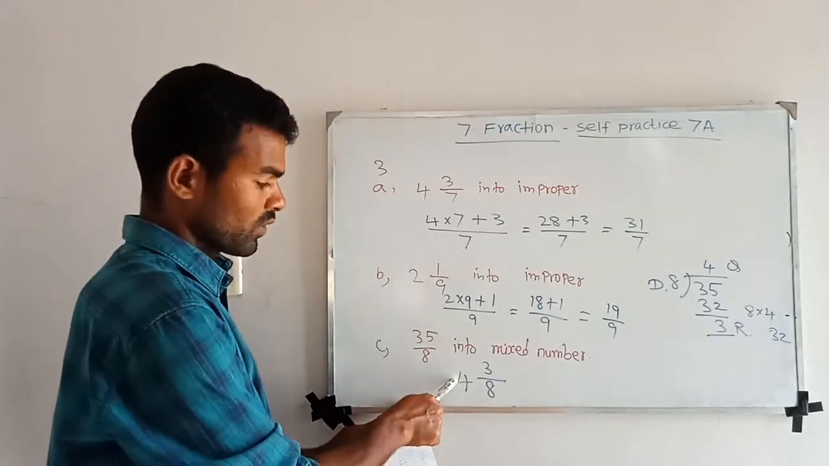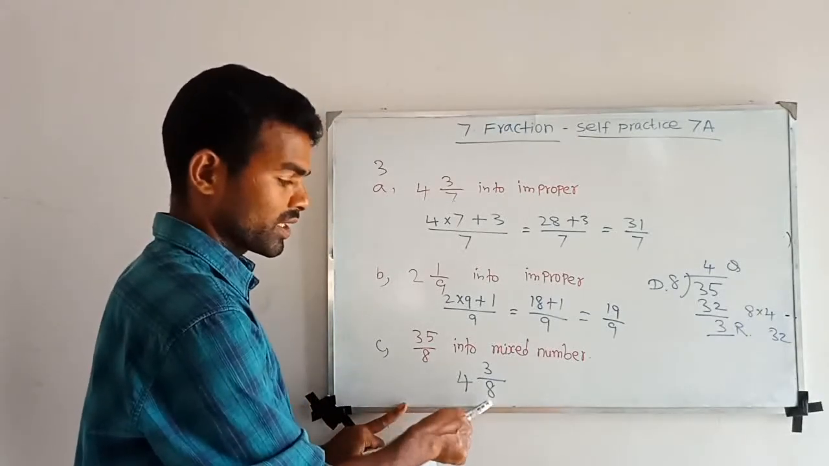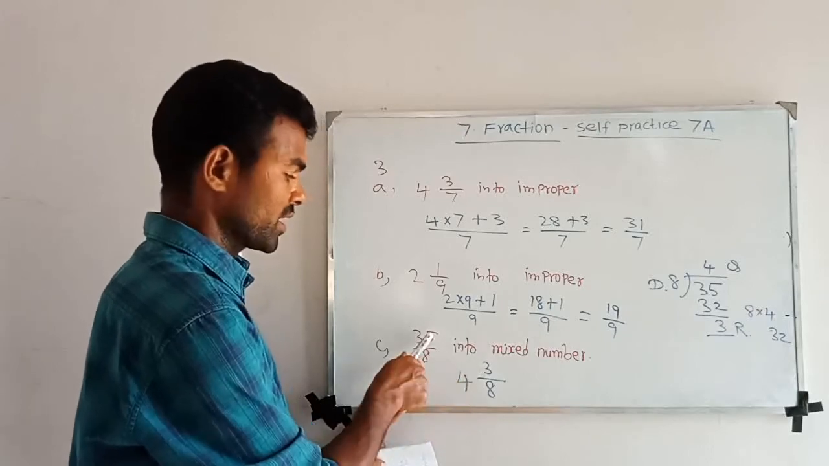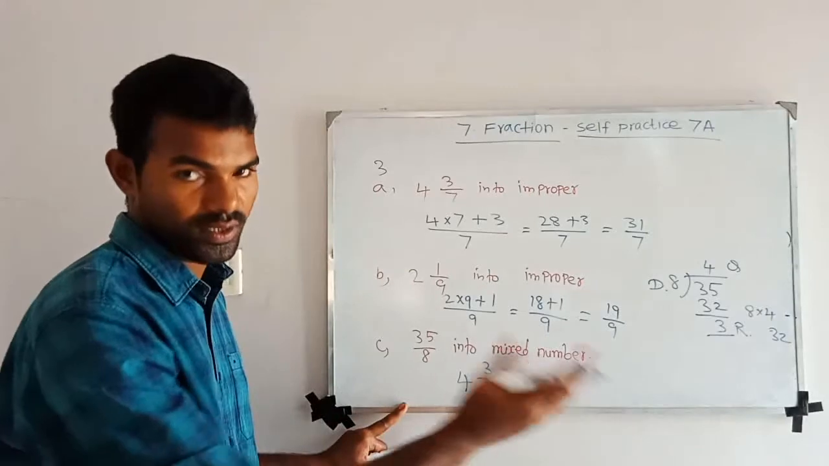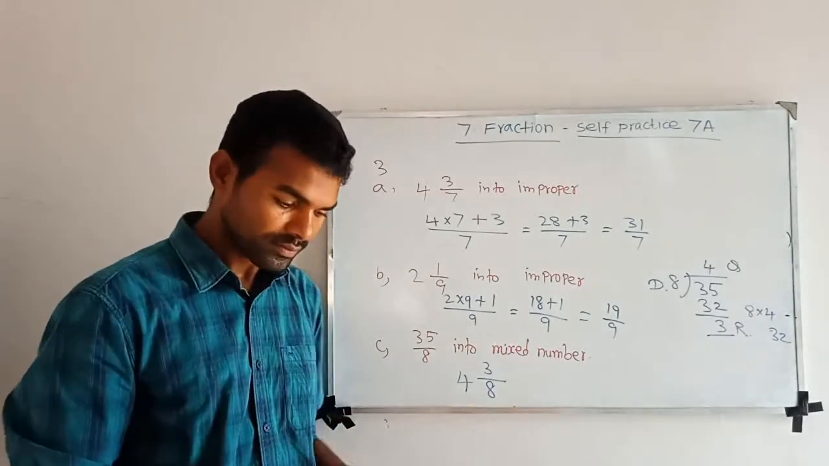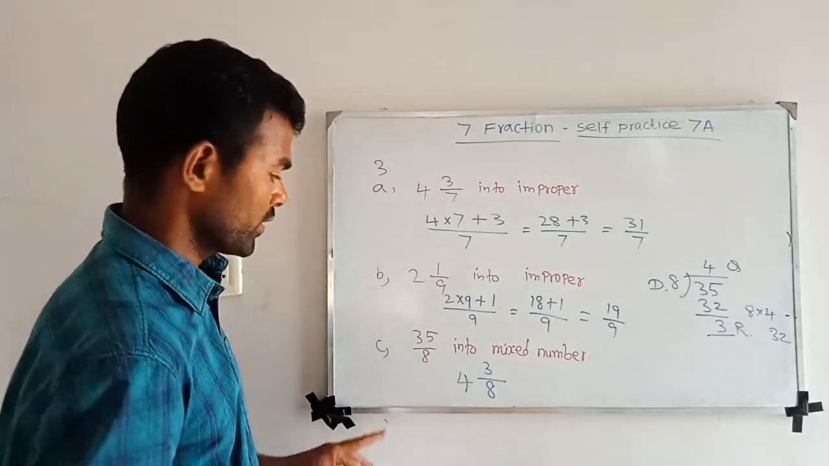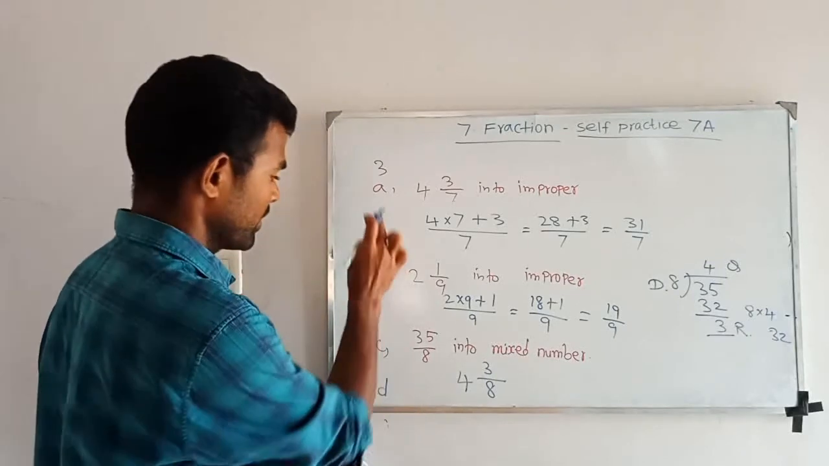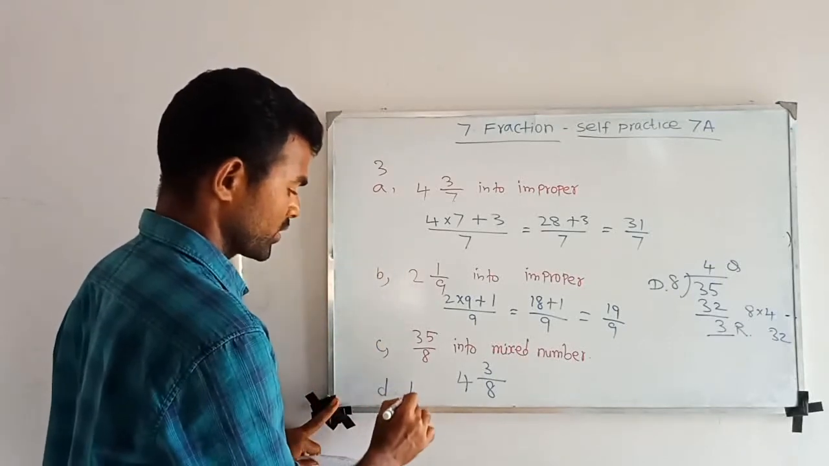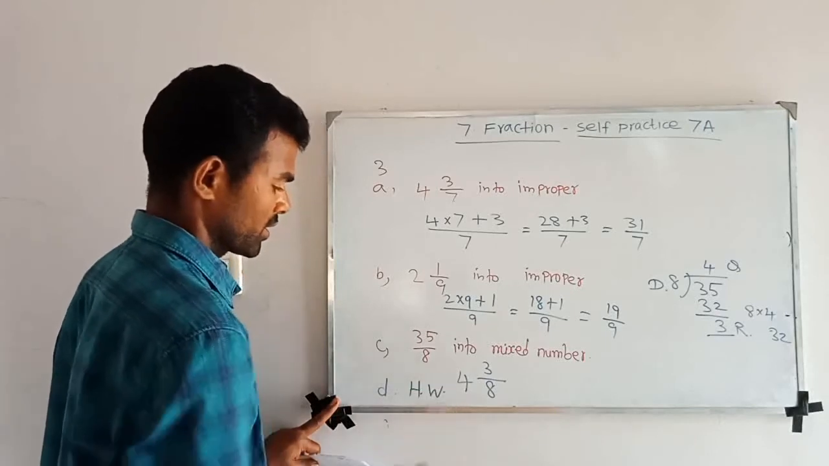Yes, 4 multiply 8 is 32. 32 plus 3 is 35. 35 by 8. Yes, we can change from this to that and that to this like this. And you can do the D question now. A, B, C and D questions you can do as homework.